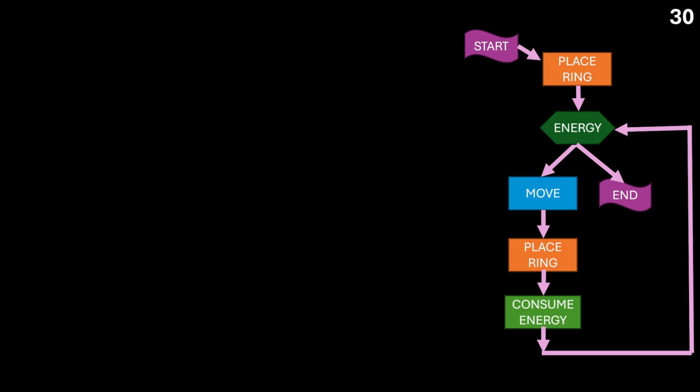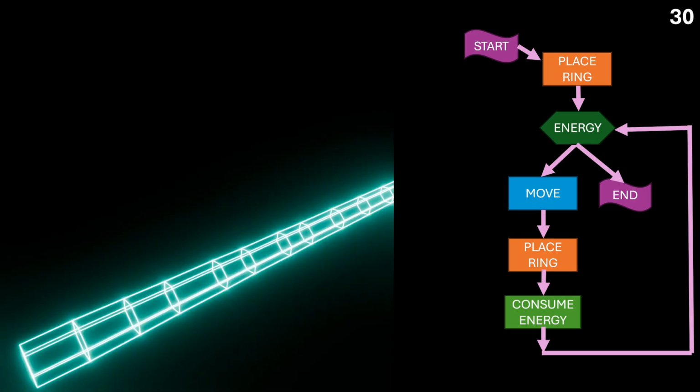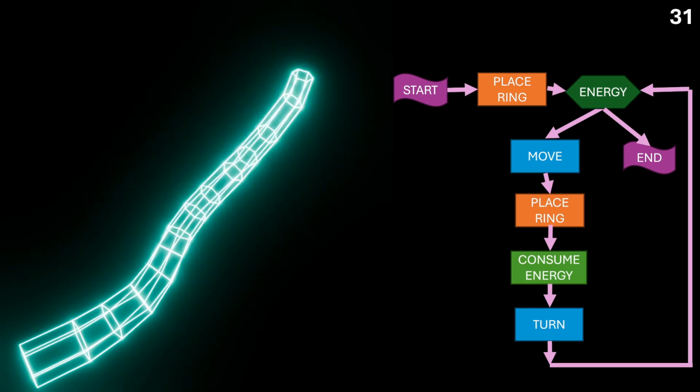So let's repeat this a couple times, and let's use some variables. We're going to use the variable named energy, which starts at some value, and each time it moves, it consumes some amount of energy. When it runs out of energy, the branch stops generating. So it looks like this. That's getting better. Now let's add in some random turning, and that's getting good.